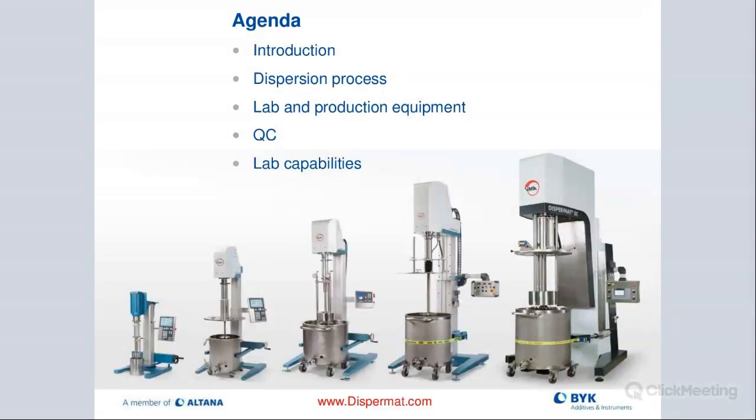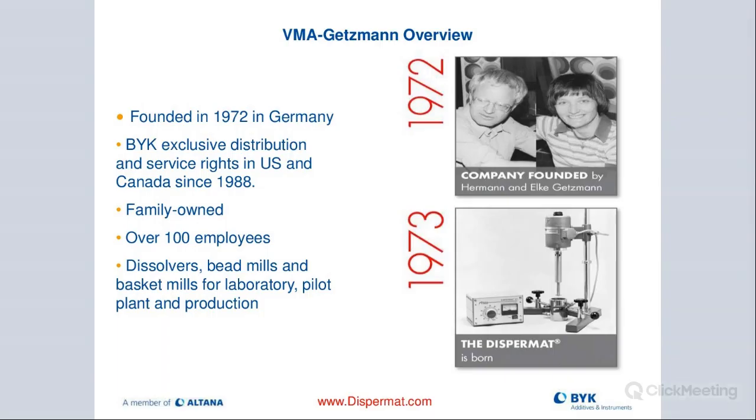And you can already see on this slide right here, VMA makes instruments, dispersers, and milling systems from laboratory all the way up to pilot and manufacturing scale. So that slide really shows it very nicely, all the different types of equipment that we offer.